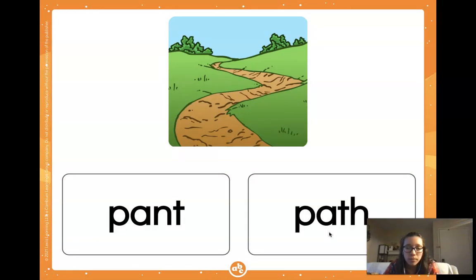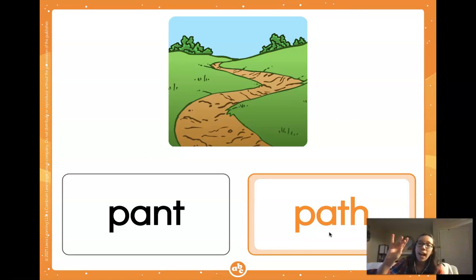Let's try it with this one. This is a path. Which of the words at the bottom says path? Good, this word says path. How do we know that that word says path? That's right, we hear the consonant digraph TH at the end. We hear p, a, th. And since we're hearing that sound th at the end, we know that it's made by the letters TH and we must have a consonant digraph in that word.